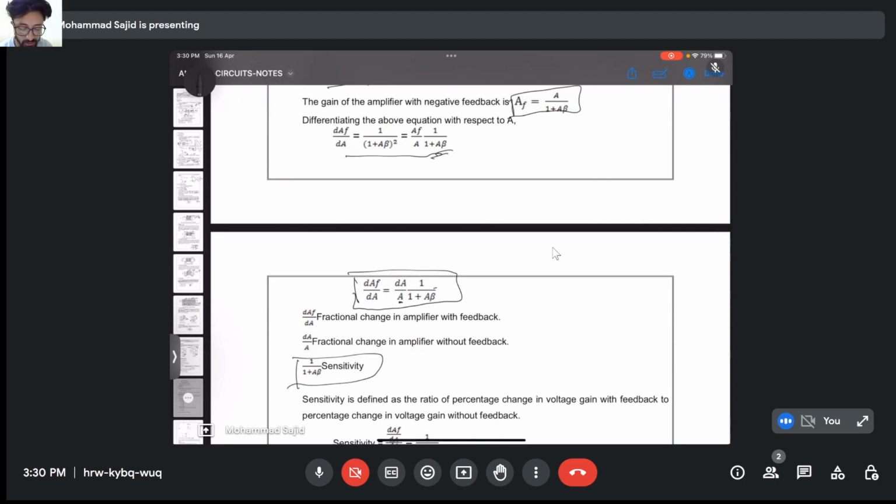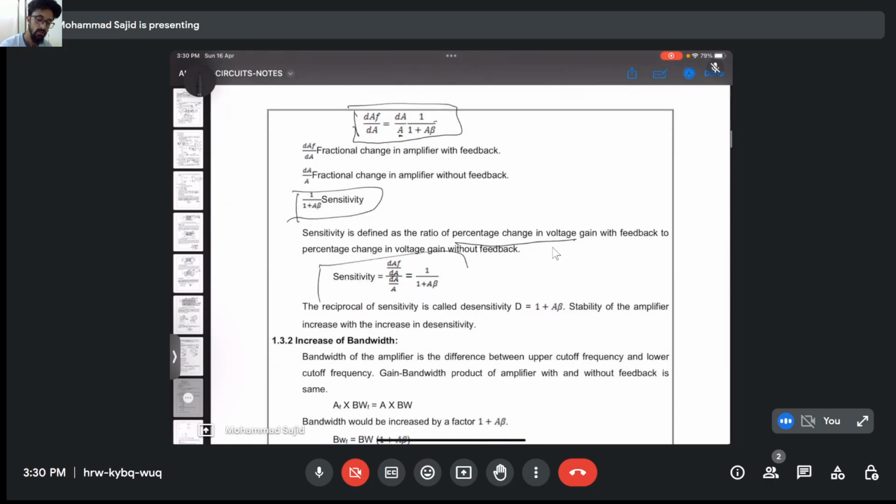Sensitivity is defined as the ratio of percentage change in the voltage gain with the feedback to the change without feedback. So this is how it is defined. So as we increase the feedback, as we connect the feedback, this decreases. So your circuit becomes stable.